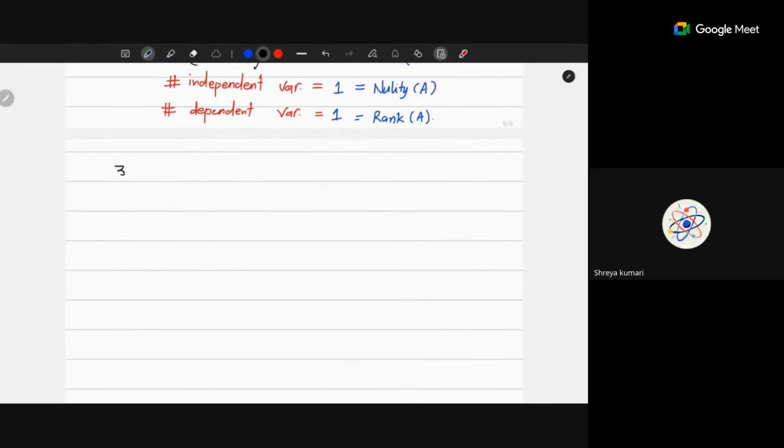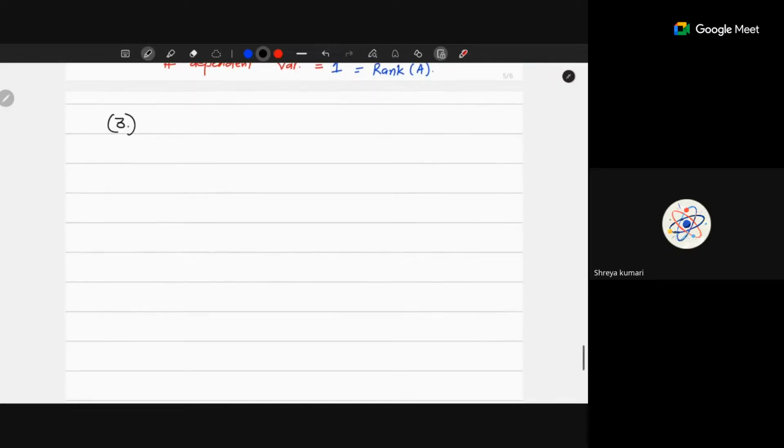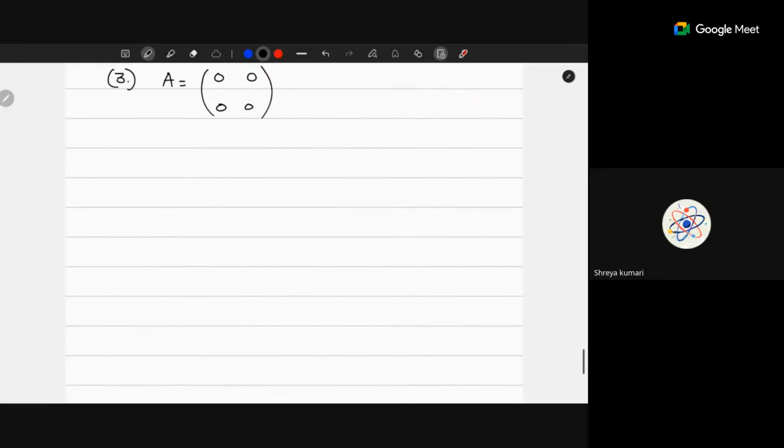Now let me give a third example. Consider your matrix to be 0, 0, 0, 0. Now my first question is, what is the null space of A? Then the nullity, and then the rank of A. All of them are zero.